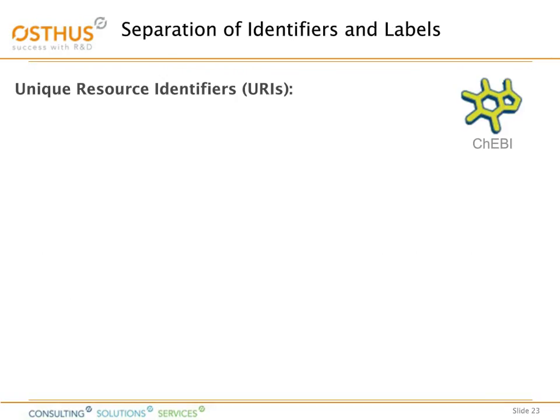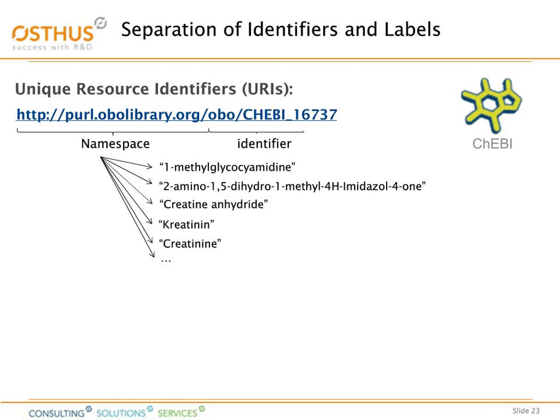So if I take that creatinine example on my previous slide and I go to ChEBI, and ChEBI is the chemical entities of biological interest dictionary, which is freely available on the internet, by the way, what do I get? First of all, ChEBI gives us a unique resource identifier, which consists of a namespace and an identifier for creatinine. And to that, they add all the synonyms which they know of creatinine. So in a way, integrating all that information into this single unique resource identifier, or URI.